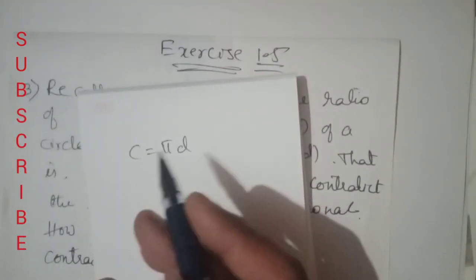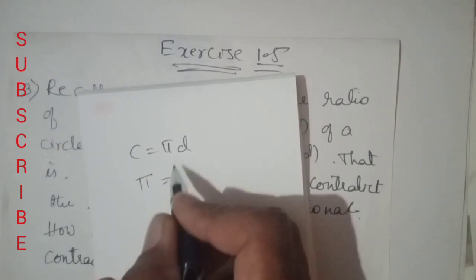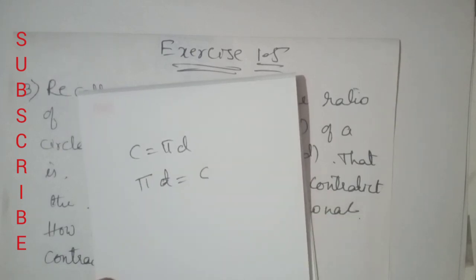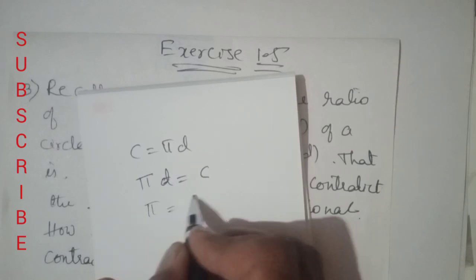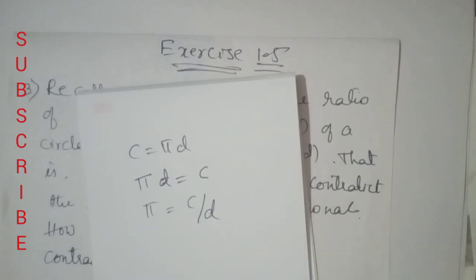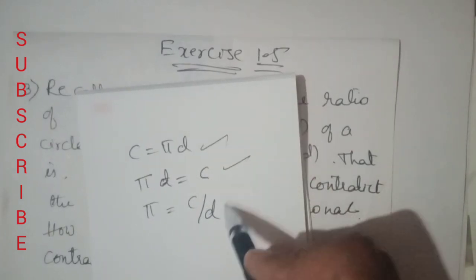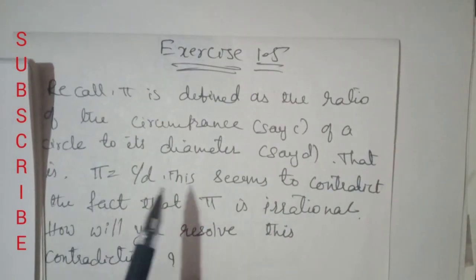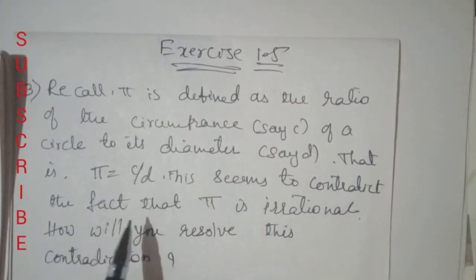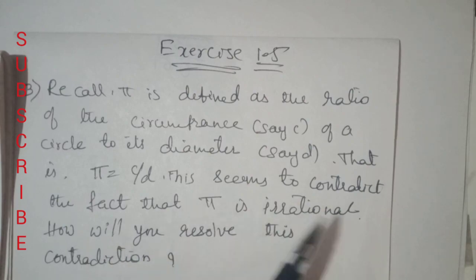If you transfer this pi, what happens here? I'll write one more: pi D equals C, then pi equals C by D. They are saying something like this. So I'll read the question completely: this seems to contradict the fact that pi is irrational.